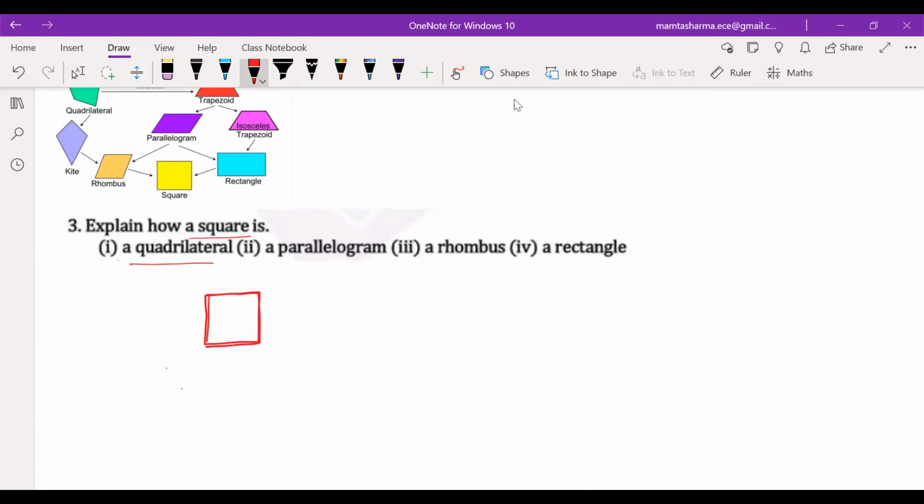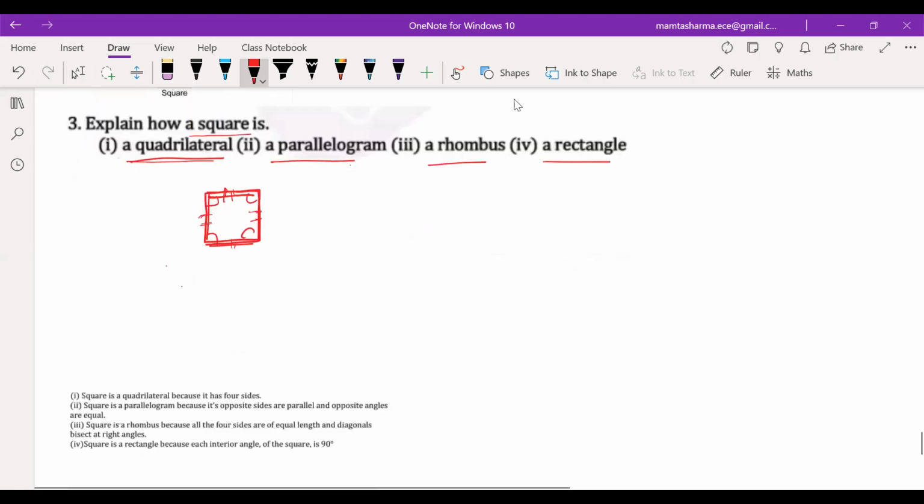Ma'am, a square is a quadrilateral since it has four sides. Yes. And it's a parallelogram because it has parallel sides. Opposite sides are parallel, that's why it is a parallelogram. And it's a rhombus since all sides are equal. And it's a rectangle because all angles are 90 degrees, all angles are equal. Correct.